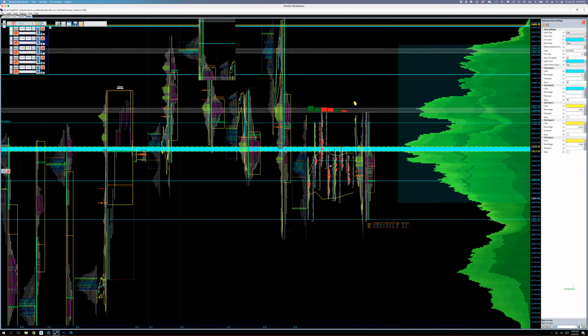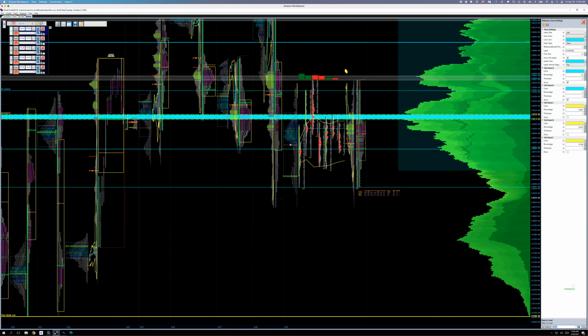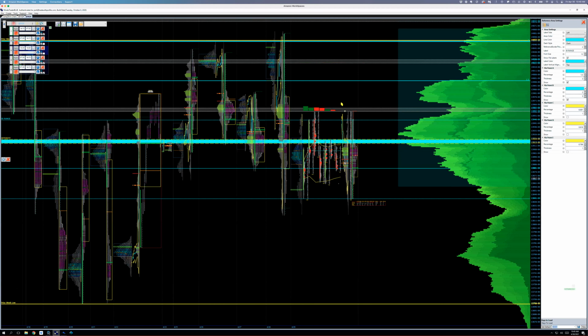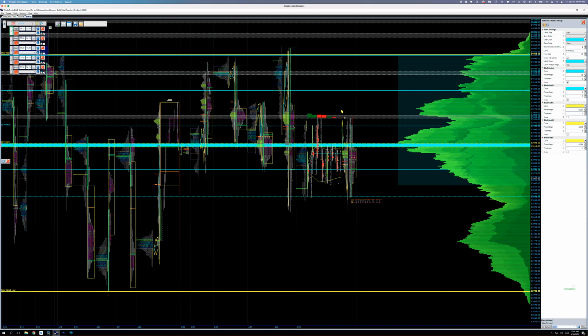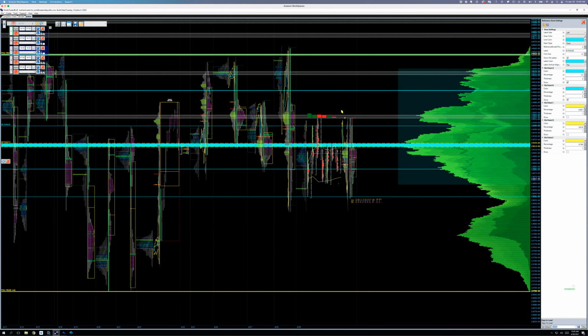But really, just to get started with profile, being able to see the structure through a TPO graphic, and then being able to have a volume profile, either in the day session and then across multiple sessions, gives you the context that you need to be able to make some better decisions.